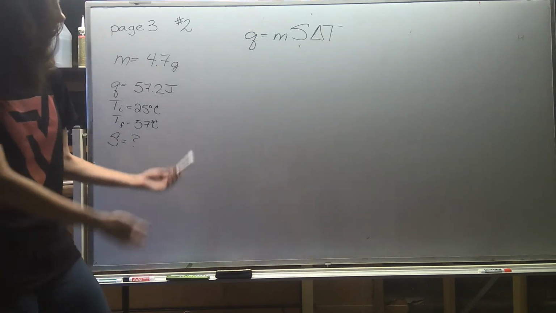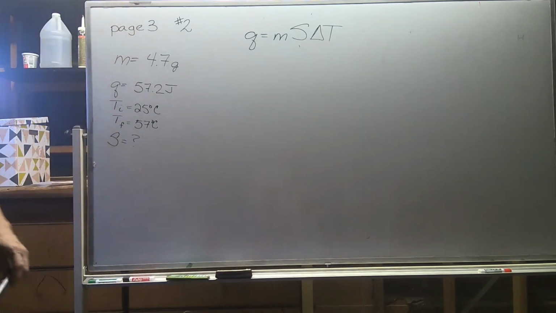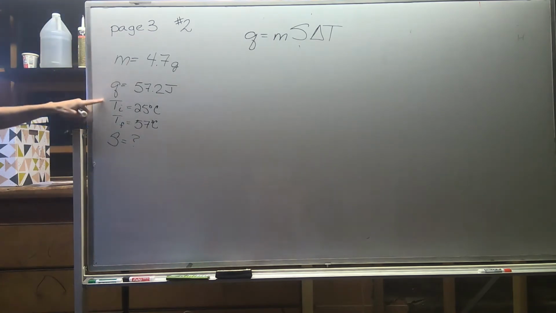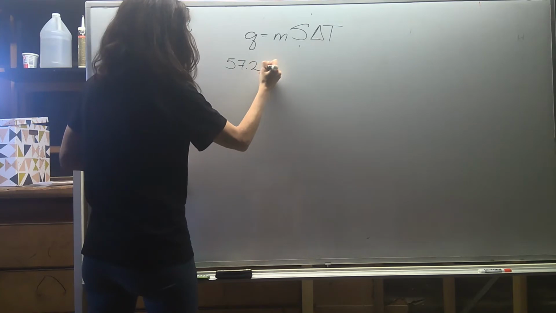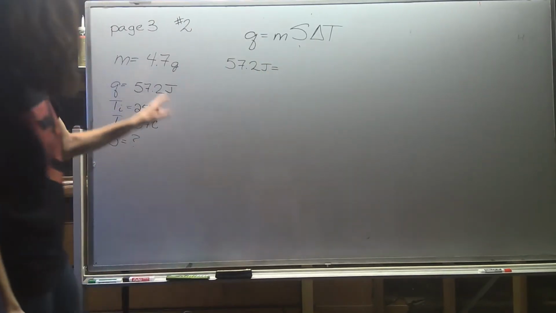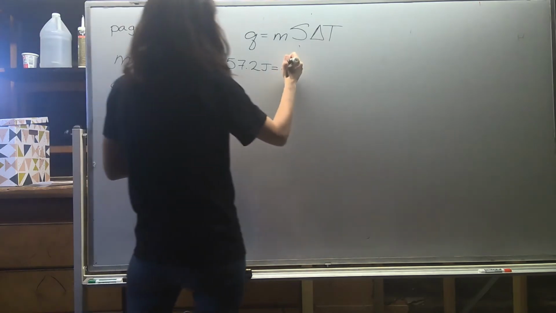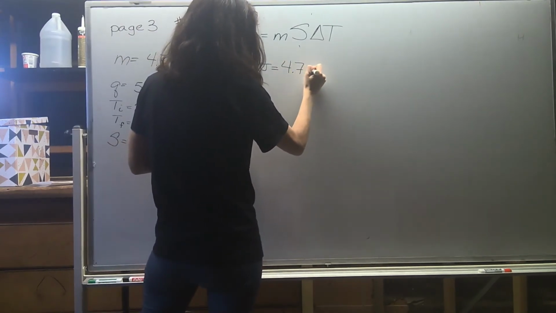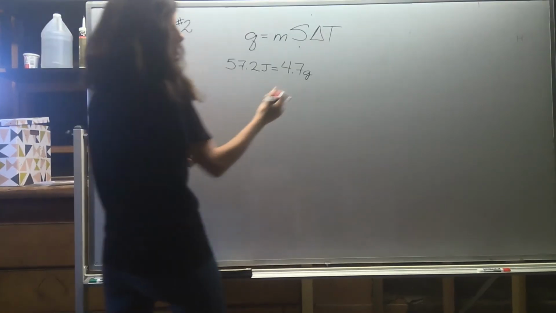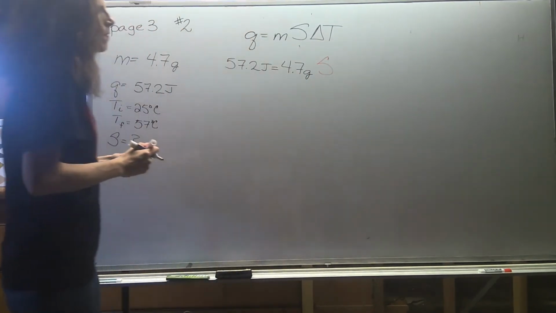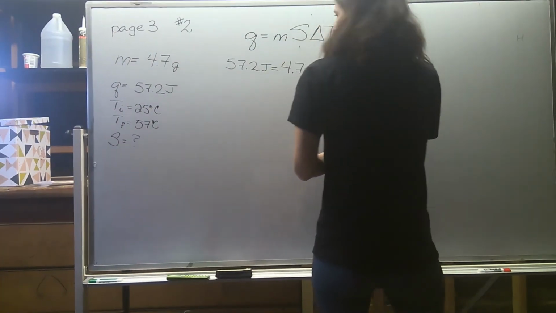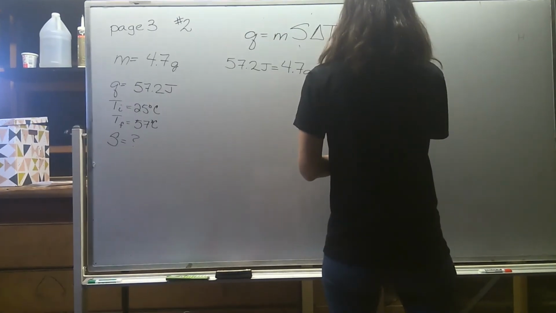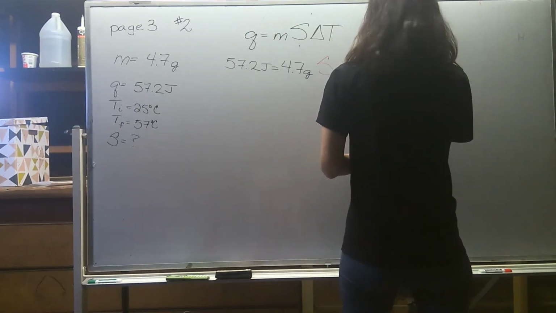I always think, why don't we just take the density of the rock? But whatever, we'll do it this way. Let's plug and chug it. So we have all this information here. Q is 57.2 joules. The mass of the rock is 4.7 grams. We are missing our specific heat, so I'll put that in red. And delta T is T final minus T initial. So I'm going to do 57 degrees Celsius minus 25 degrees Celsius.